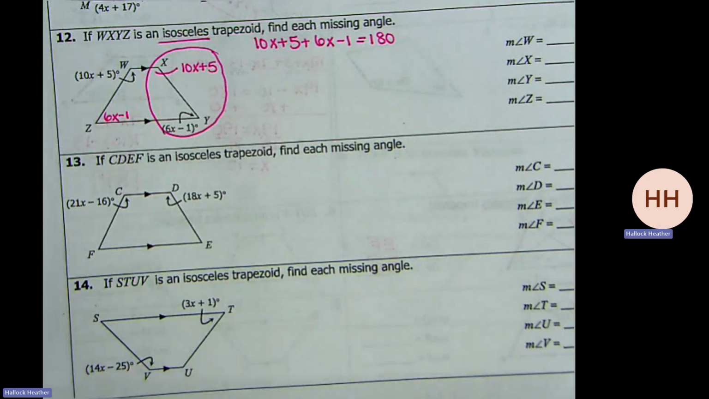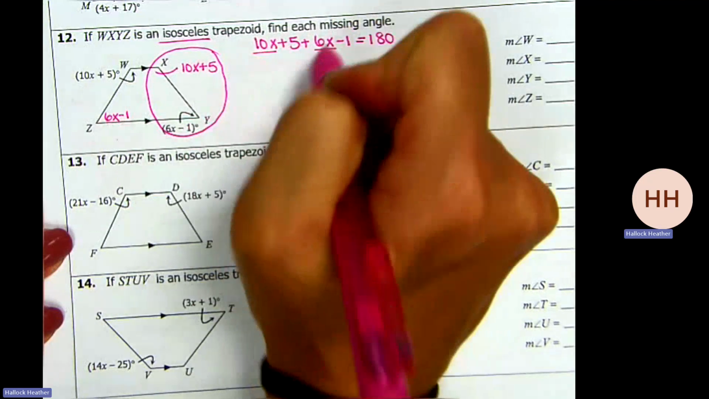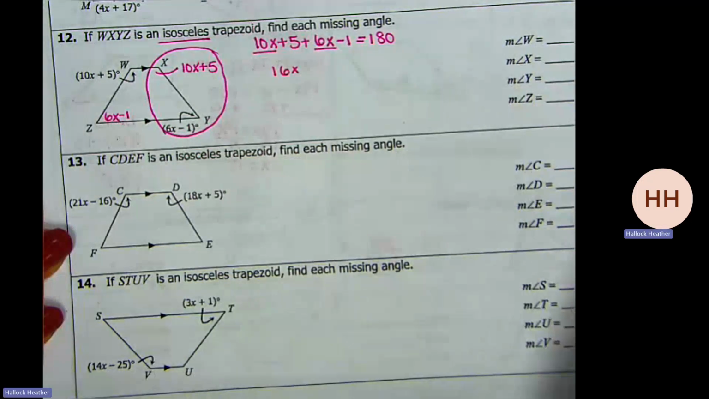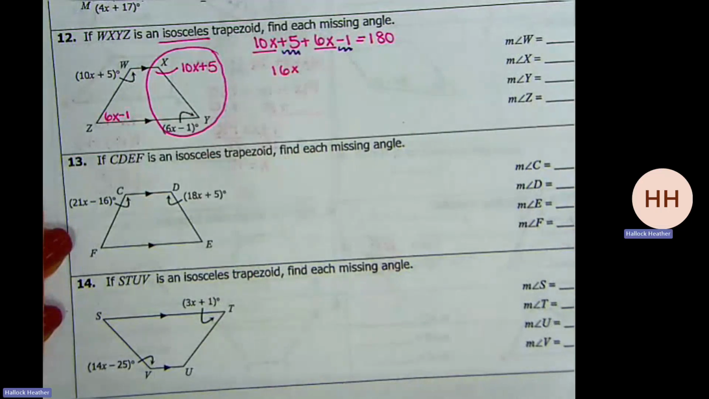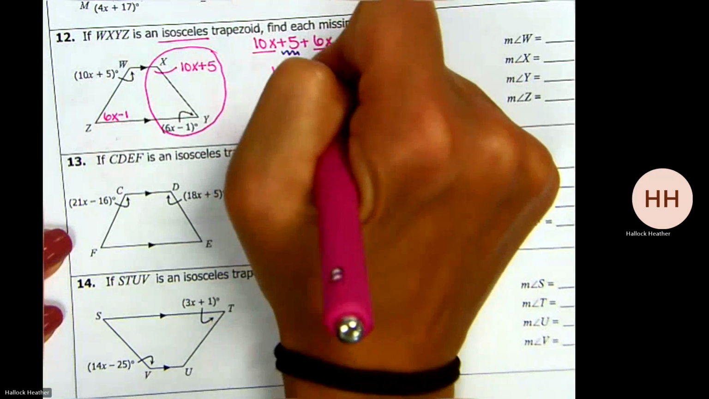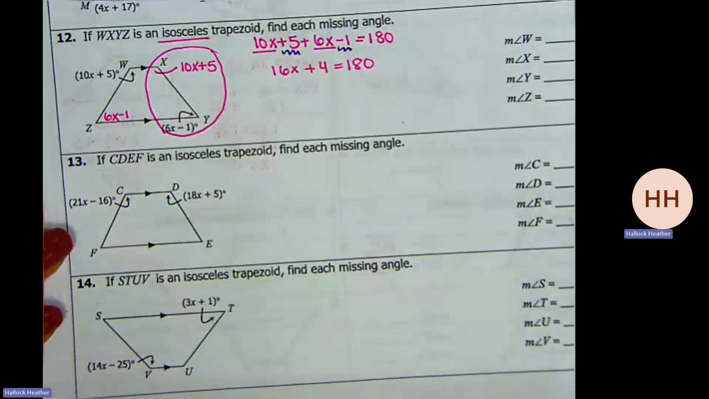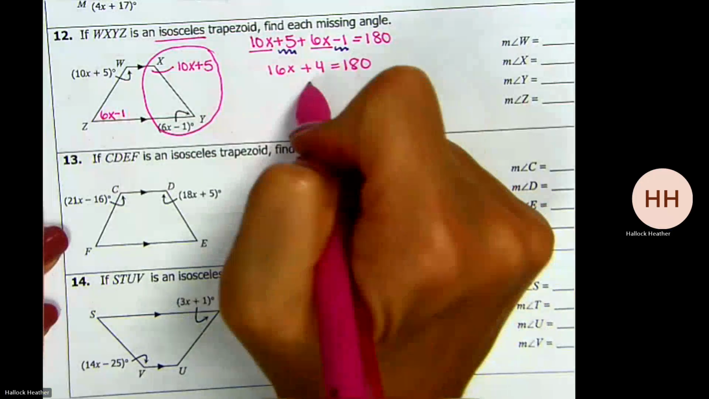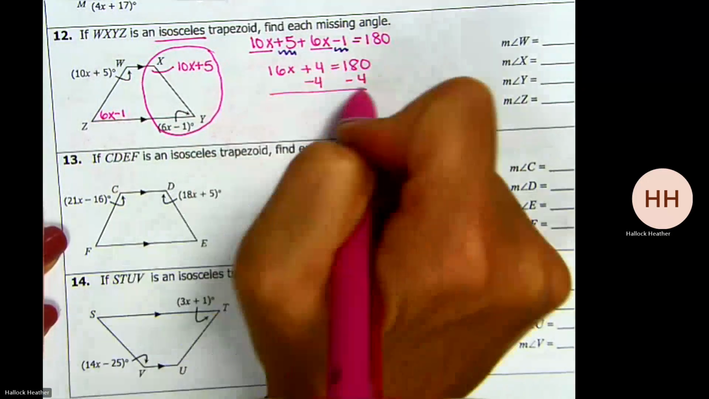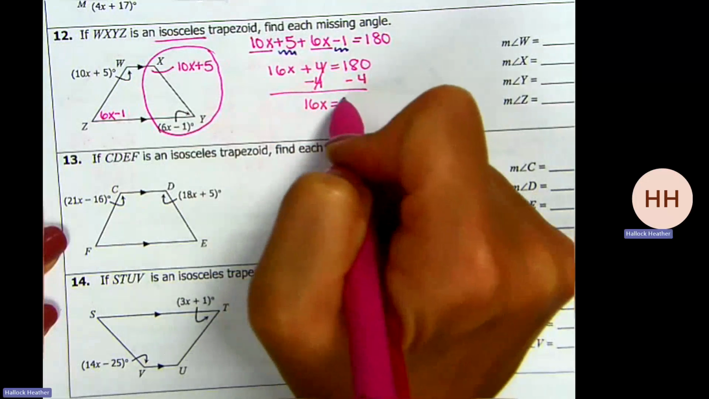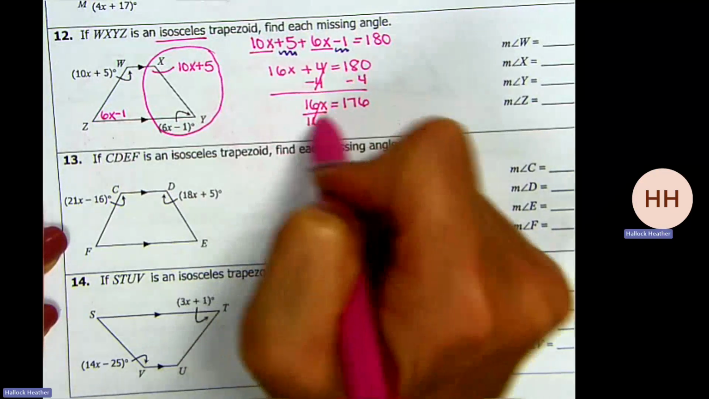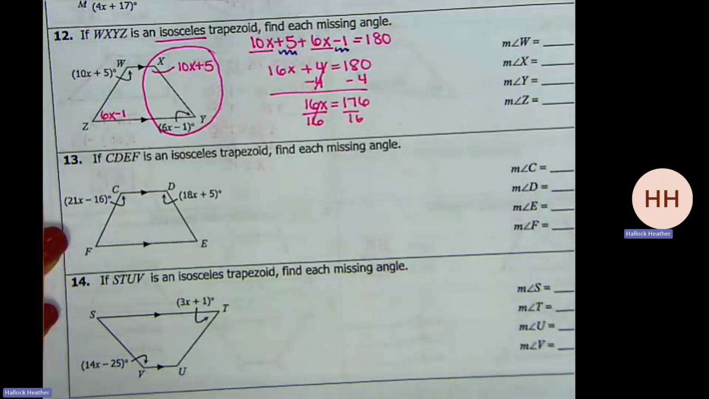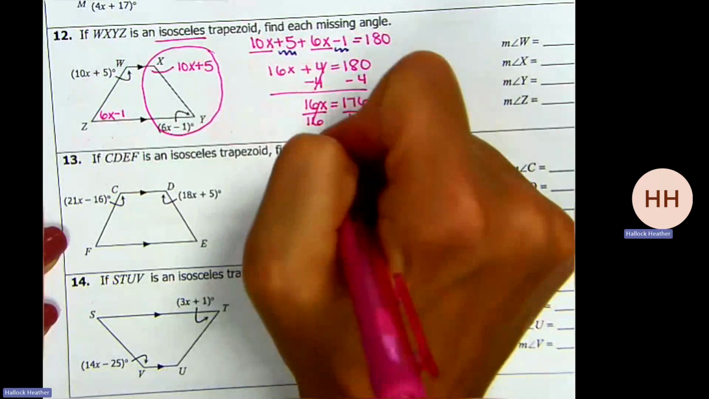So I'm going to add my x's together like we just did. 10x and 6x make 16x. And then I'm going to add my 5 minus 1. 5 and 1 do not make 6 because it says minus. So 5 minus 1 is 4. And then two-step equation, I'm going to minus 4 and divide. So 16x equals 176. If I divide by 16 to both sides, 176 divided by 16, x equals 11.